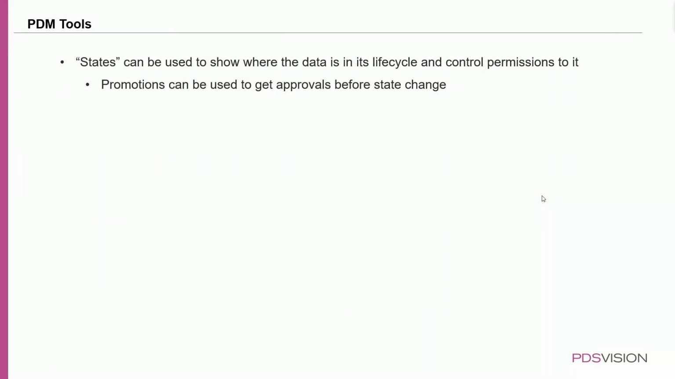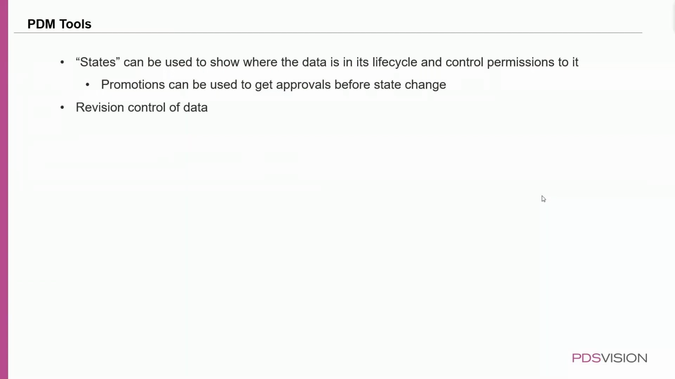States can be used to show where the data is in its life cycle and to control permissions to it. By using promotions, you can go through and get approvals before it actually changes that particular state. So if we're in the design state and we're now going into prototyping or released, instead of having that thing just being set to that state without anybody looking at it, you can have an approval process there that will allow somebody to go through and sign off on it before it actually goes to that. So that's where your checker now comes in and validates the information.